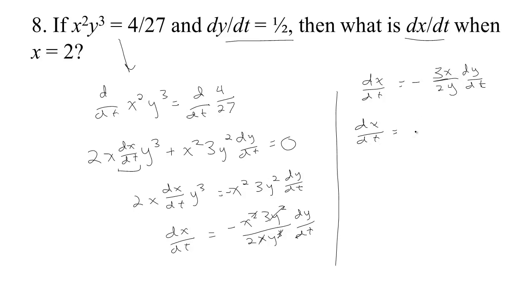I know that x is 2, so we're going to have negative 6 over 2y, and dy/dt, they tell me, is 1/2. Ooh, but I need to know what y is. Well, I can get that from the original relationship.